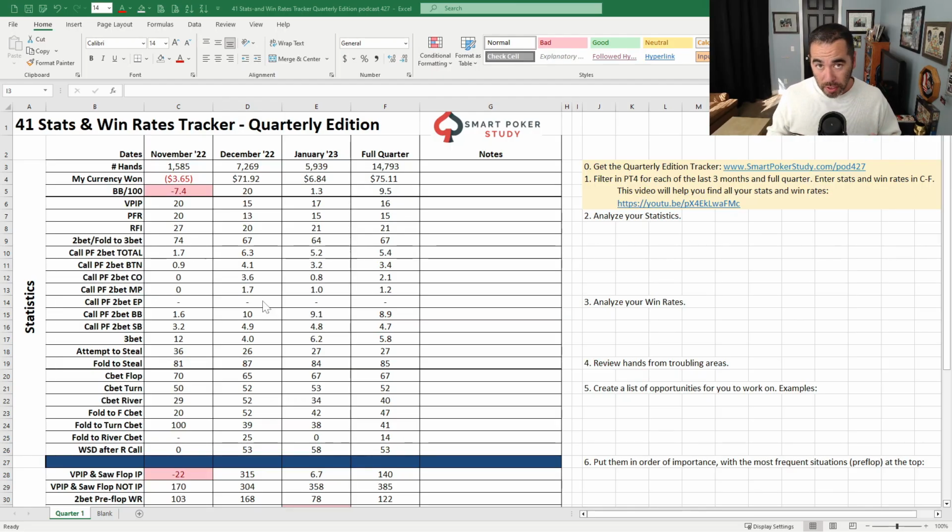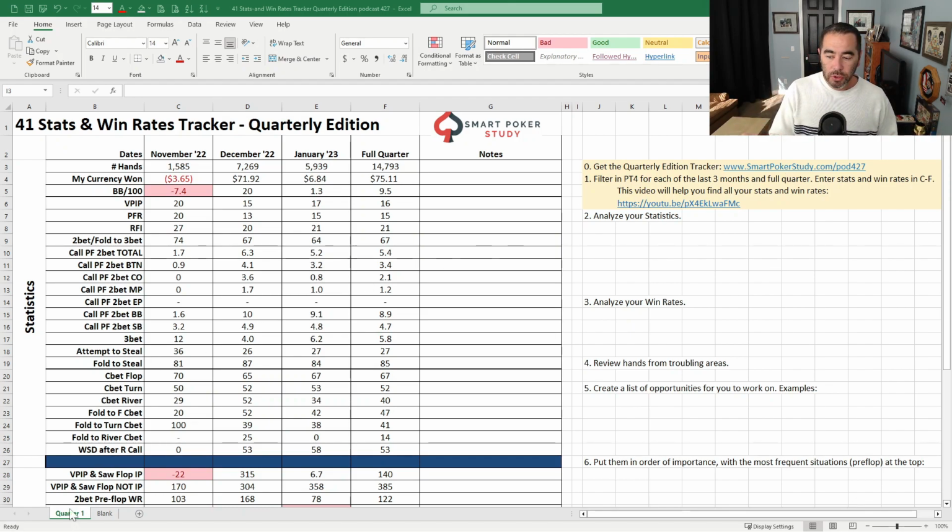So the first step in the process is getting this quarterly statistics and win rates tracker that you can see on the screen right now. Just go to smartpokerstudy.com/pod427. You can get it at the top of that page. Once you get it, pop it open.